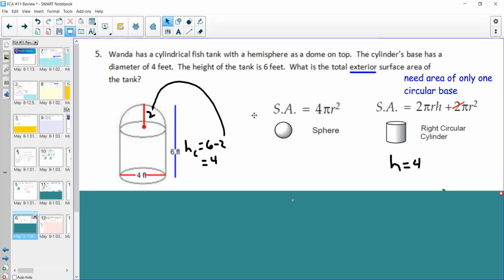Because the cylinder's base has a diameter of 4 feet, and so that sphere is going to have the same diameter, the same radius, because what fits on the top is going to have to be the same size as what fits on the bottom. All right.